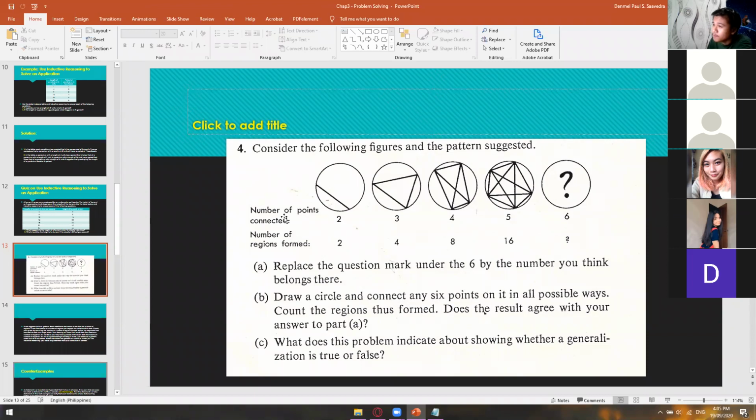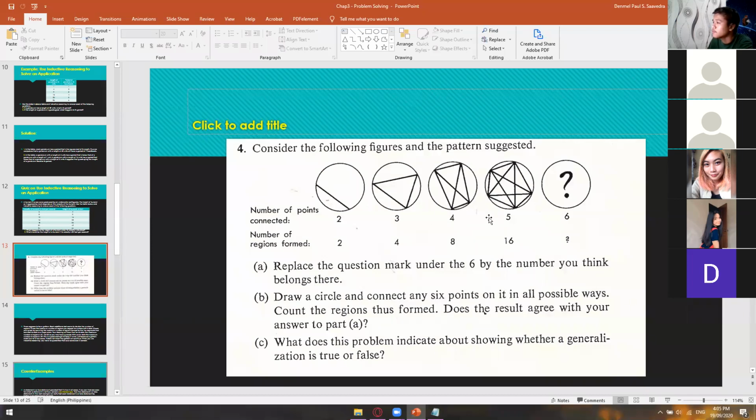Okay, so if we have number of points connected, let's say we have one dot here and then another dot. So that one is already 2 points. Mapapansin niyo having 2 points connected forming 2 regions. And then if we have 3 points, and connect each of those points, we'll get a regions count of 4. We have 4 points, all connected with each other, we'll get a regions count of 8.